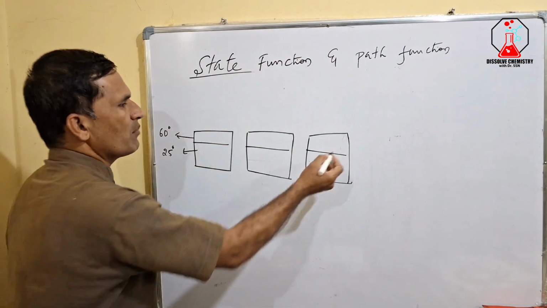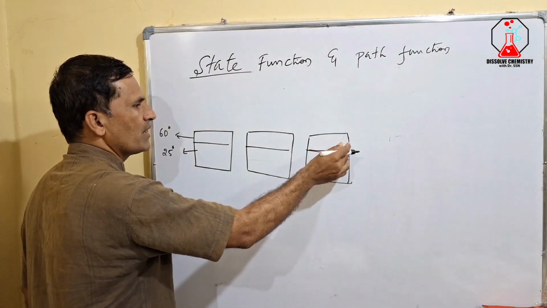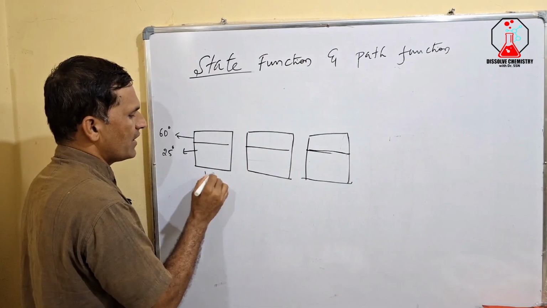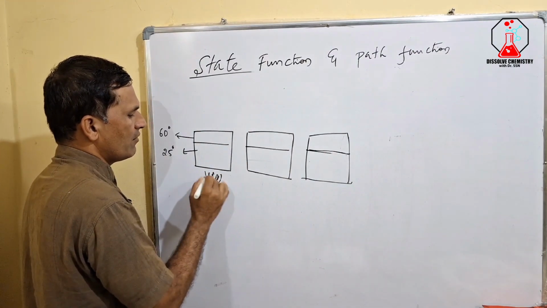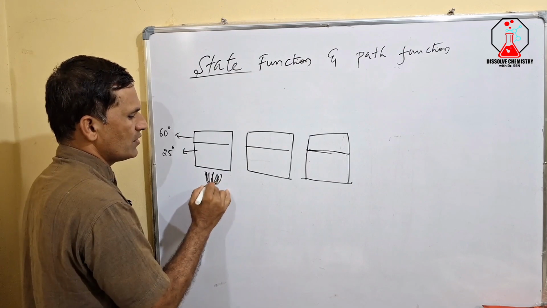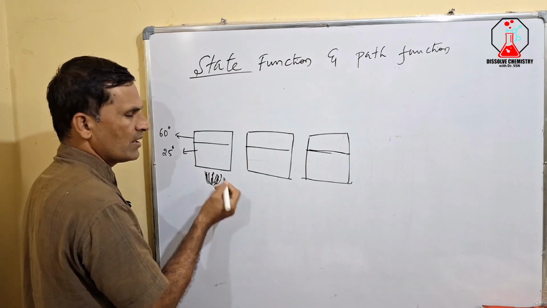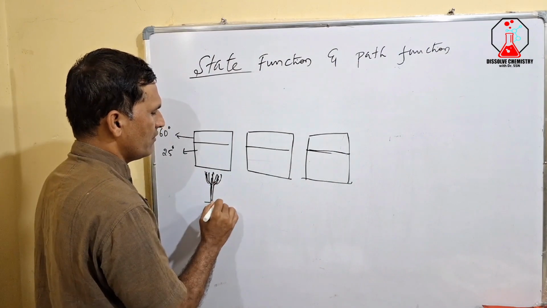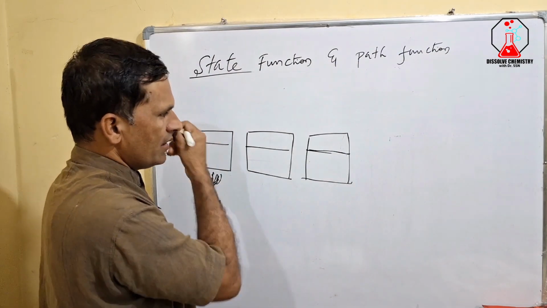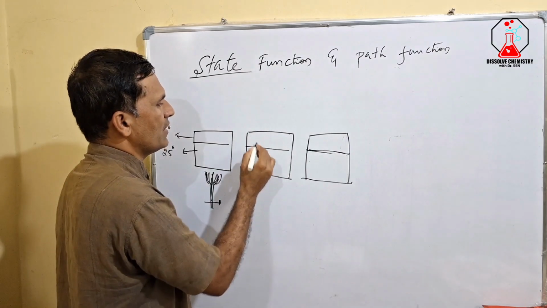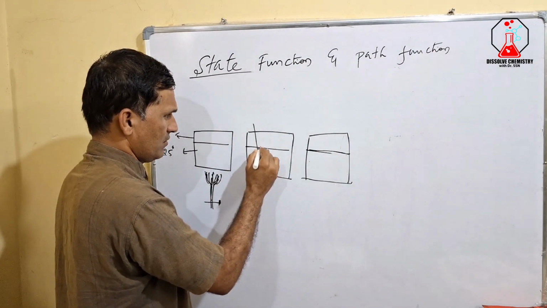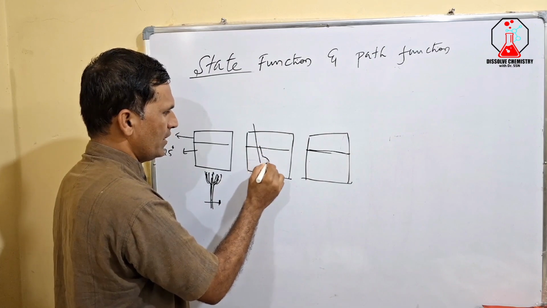That can be brought about in three ways. One is, let us directly keep it on an open flame, such as a burner you can take. On the burner we will heat, and in another container we will immerse an electric heating coil.